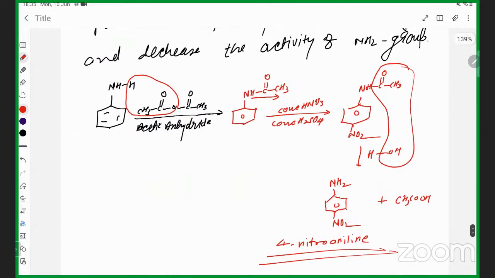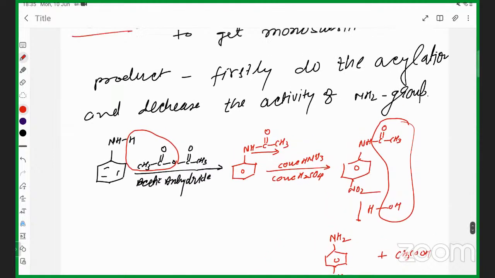Can't you understand this? Yes, sir. So show me what you have written first, sir. Then I'm writing the reaction also.